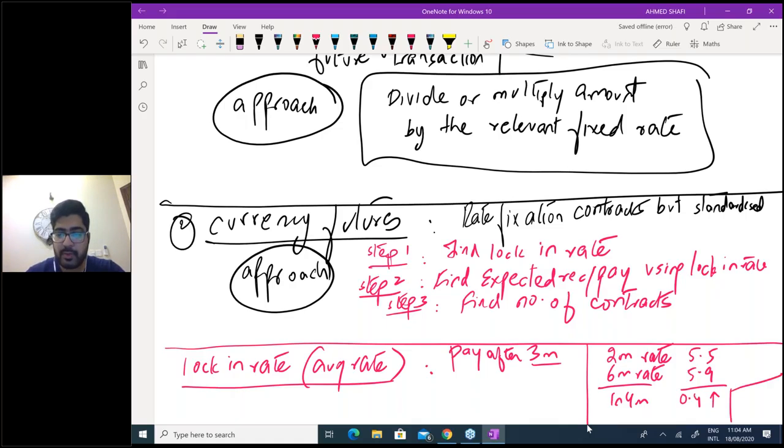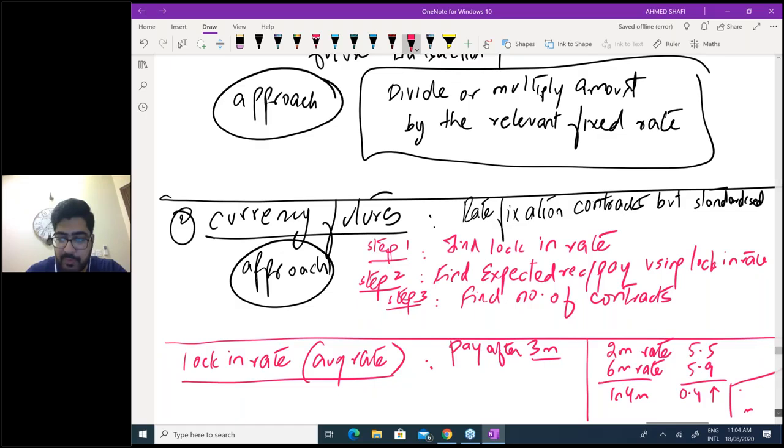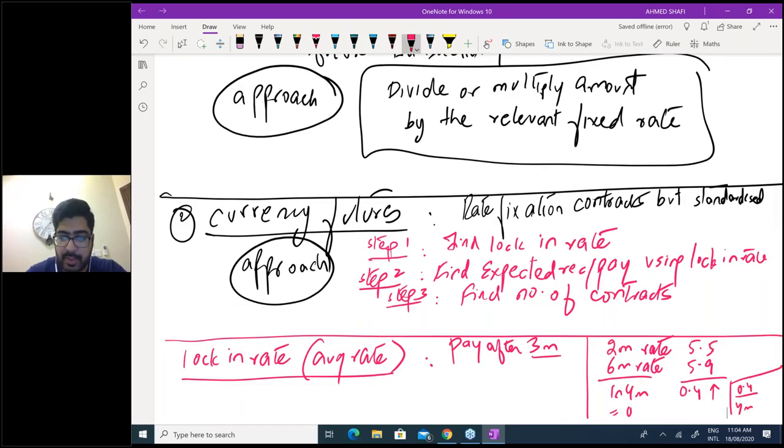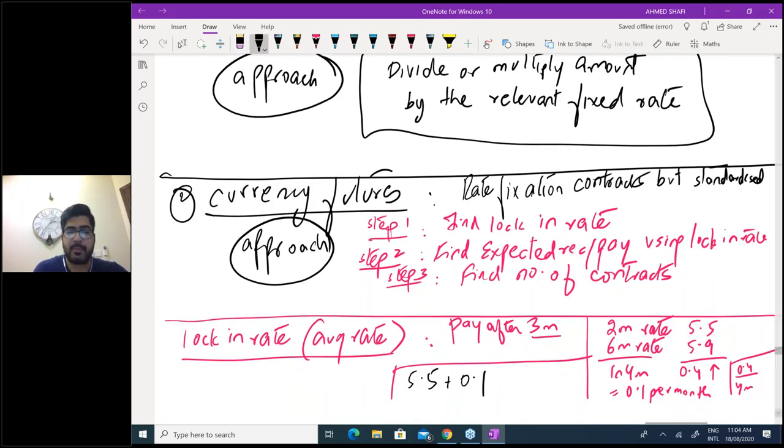Okay, so if the trend was rising by 0.4 in 4 months, it's going to be 0.1 per month. Now you can get the 3-month rate. The 2-month rate is 5.5 and it's rising by 0.1 per month, so you need to add it. The 3-month rate is 5.6.